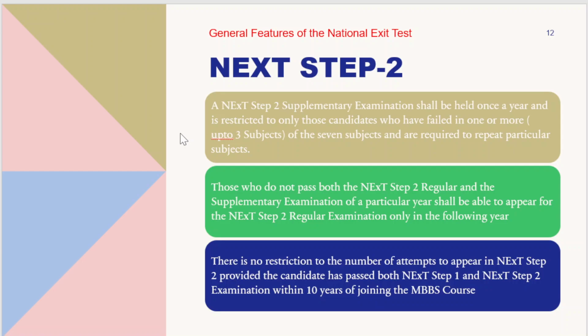Those who do not pass both the NExT Step 2 regular and the supplementary examination of a particular year shall be able to appear for the NExT Step 2 regular examination only in the following year. Okay, there is no restriction to the number of attempts to appear in NExT Step 2, provided the candidate has passed both NExT Step 1 and Step 2 examinations within 10 years of joining the MBBS course. So 10 years is the upper limit.